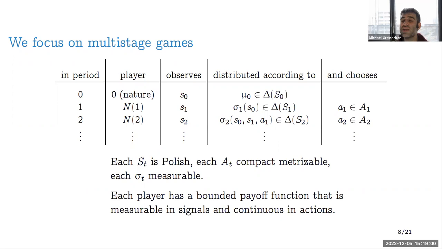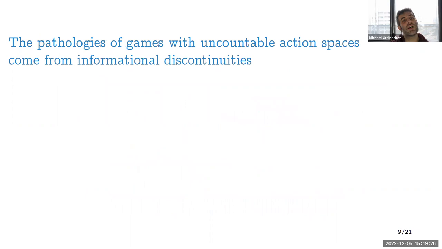And this structure is not enough. Even if you would make signal spaces compact and signal functions continuous in the topology of weak convergence, this is not enough structure to get any meaningful theory going, because there's still the possibility of implicit informational discontinuities. And our claim is that these informational discontinuities are what's driving all the problems that you find in this literature. And I will give you an example.